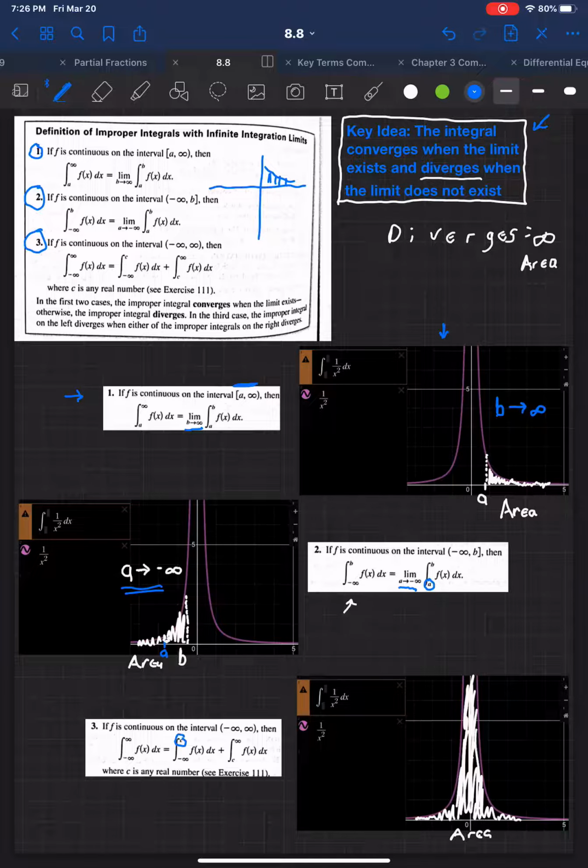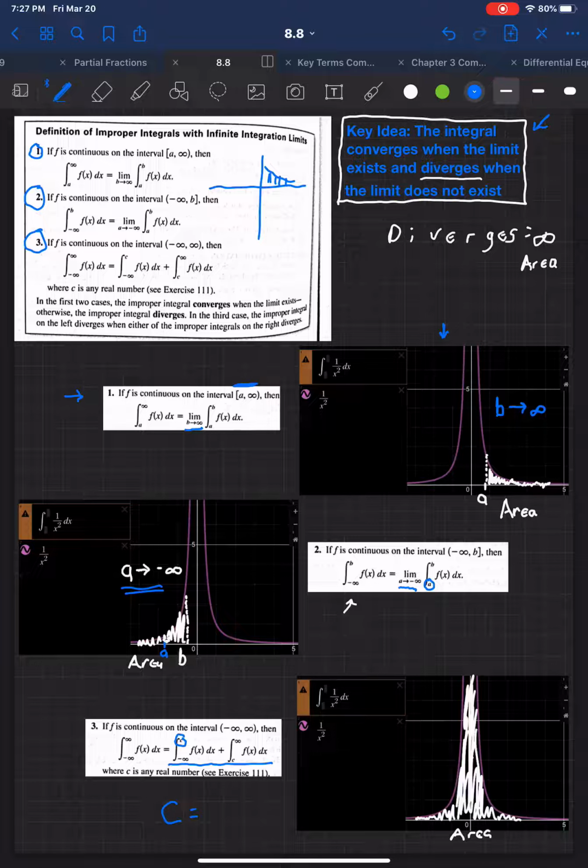But there's no stipulation on the value of c. So notice it says c can be any real number. So what you choose for your value of c is quite irrelevant because you're going to let c go to negative infinity, or you're going to let c go to positive infinity. And now you're just going to take the sum of these two. I hope that makes sense.